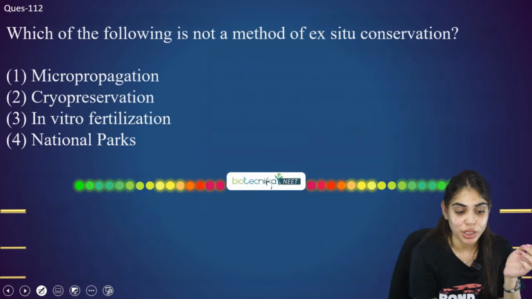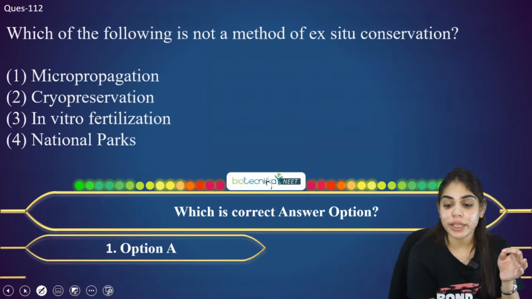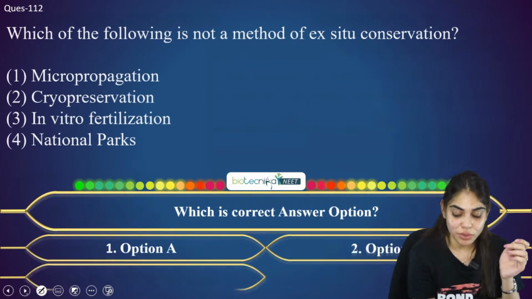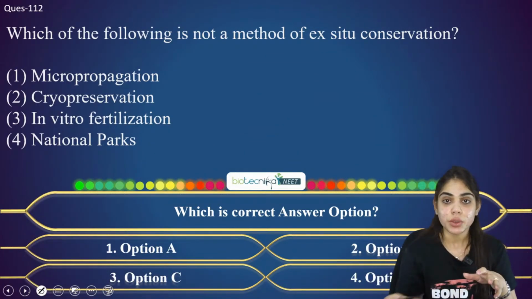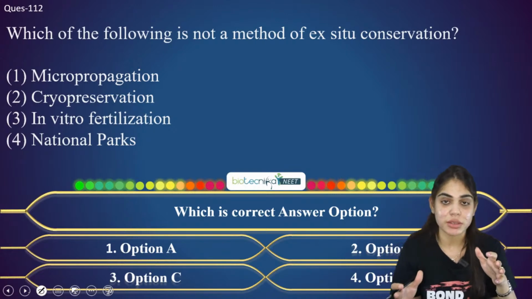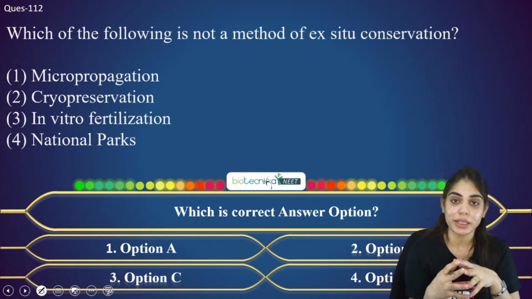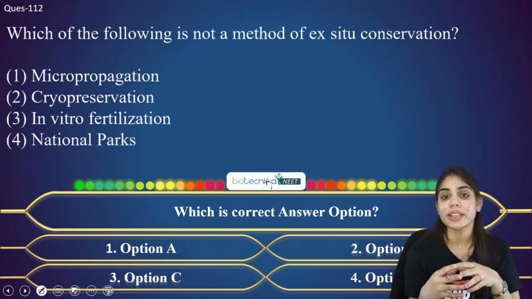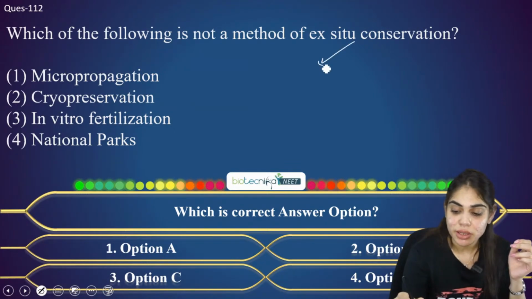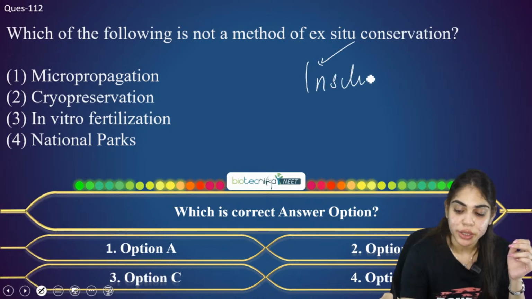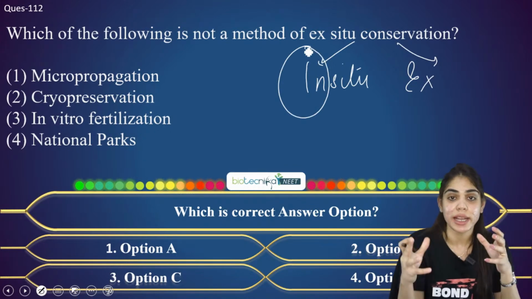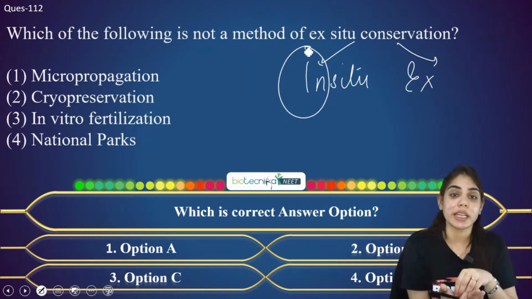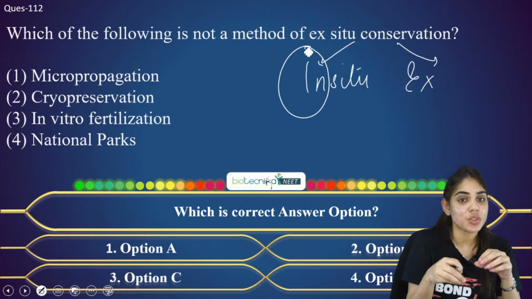Now let's move to question 112. Which of the following is not a method of ex situ conservation? Now the name conservation tells us it is to conserve something, to maintain the ecosystem. How will the ecosystem be maintained? If the plant or animal species are conserved. Now how can they be conserved? They can be conserved either with the help of in situ mode or ex situ. What is in situ? The name itself tells us it is the conservation done where the plants and animals reside, in their natural place.